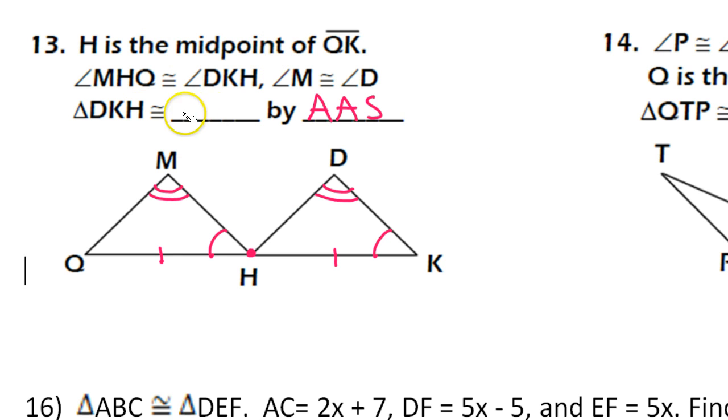Now, here they're prompting us to put the congruence statement. So congruent to triangle... well, D corresponds with M, so I'll put that first. K corresponds with H in the other triangle, so I'm going to put the H next. Alright, so I've done M and H, so that leaves Q.